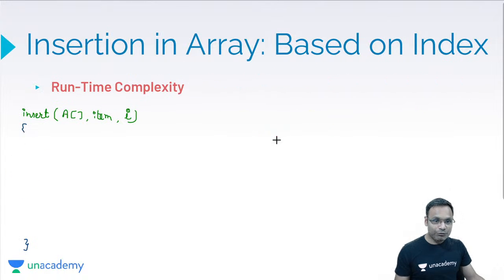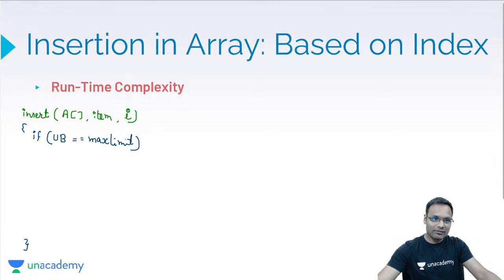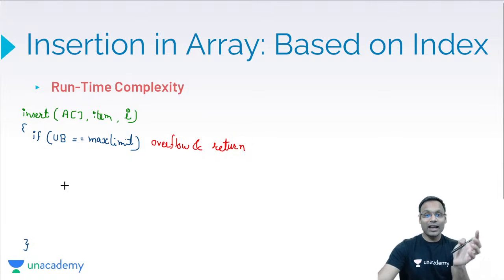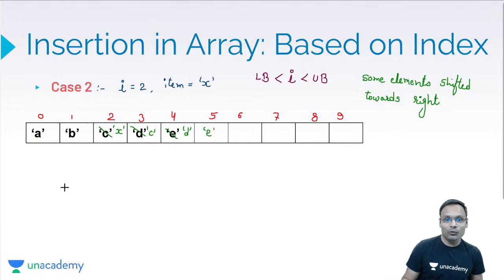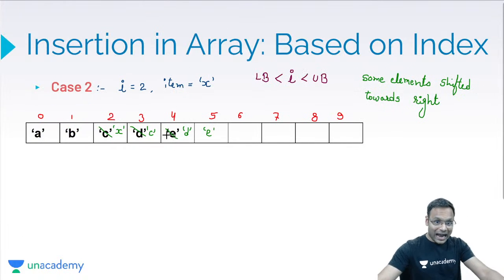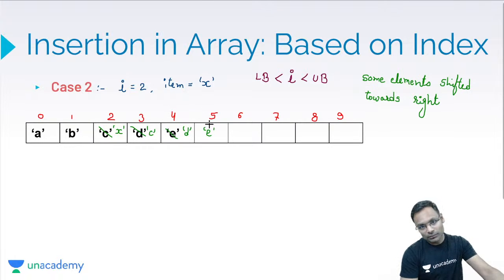Fine. Now, if I'll have to insert, I will have to check if it is an overflow or not. So I'll check if upper bound has reached the max limit, then I will say overflow and return. If it's not overflow, then we will have to check for shifting. So from where to where I'll have to shift the elements. Look at this. I have first shifted the upper bound element to the upper bound plus 1.